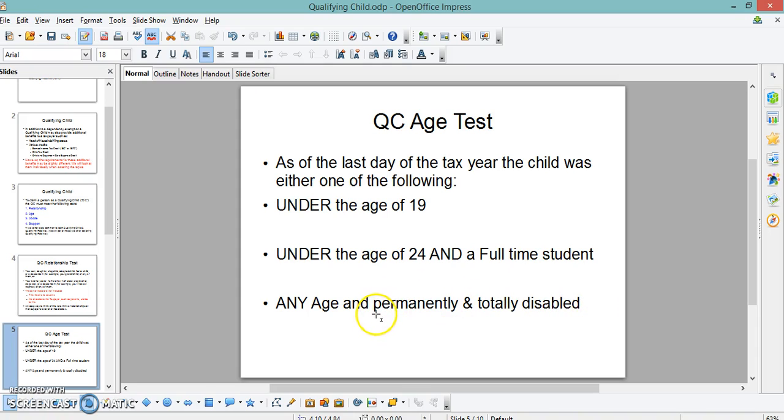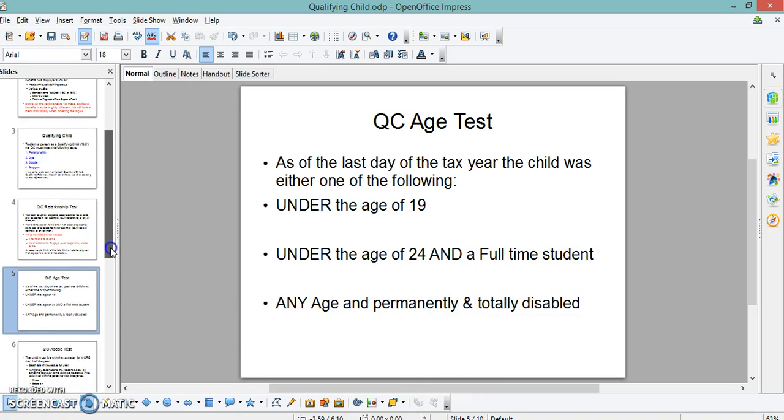Now, you will want to look into what this means when you're doing your reading. What is permanently and totally disabled, and what is a full-time student? Because as I said, just because you think something means a child, you think child is someone below, but as we just saw, it could be brother or sister. Same thing. You want to look and see what a full-time student is and what permanently and totally disabled is.